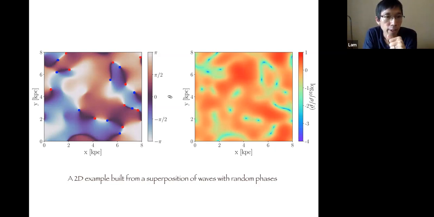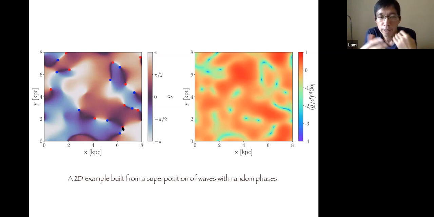And then if you plot the phase on the left, you can see there are these points which are highlighted in red and blue, where the phase winds around, has non-trivial winding. These are the locations of what are vortex points in 2D. In 3D, it would be like a vortex ring. And of course, if you plot the density, these are also precisely the locations where the density is very low. That's why they are highlighted in blue.